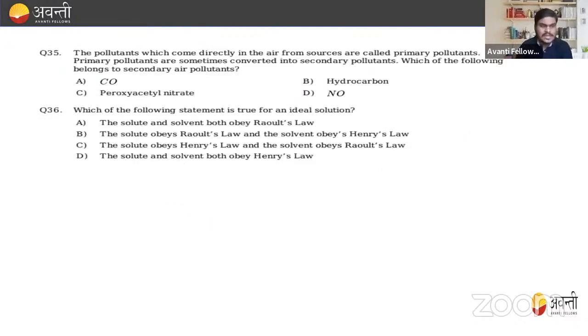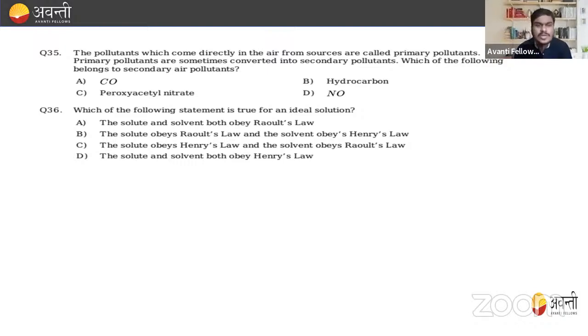Okay, now the next question is the pollutant which comes directly. This question we already discussed when we were doing the chapter on environmental chemistry, right? So this question is from this topic only, right? The pollutants which come directly into the air from the sources are called primary pollutants, right?